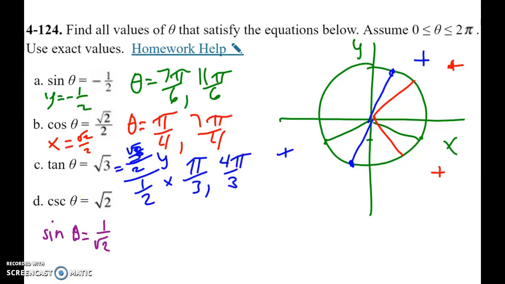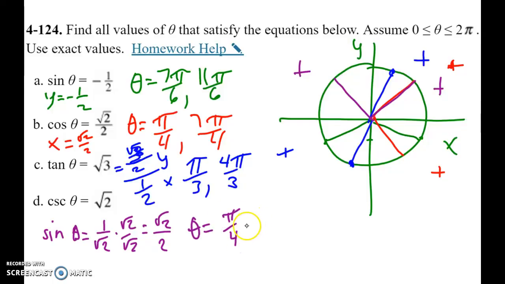For the reciprocal, that would be sine and 1 over root 2, so we're going to need to rationalize that. So we get square root of 2 over 2. So I'm looking for where sine, or y value, is positive square root of 2 over 2. So sine is positive here and here. All students take calculus. So those would be the fourths. So this fourth and this fourth. So that gives me pi over 4 and 3 pi over 4.